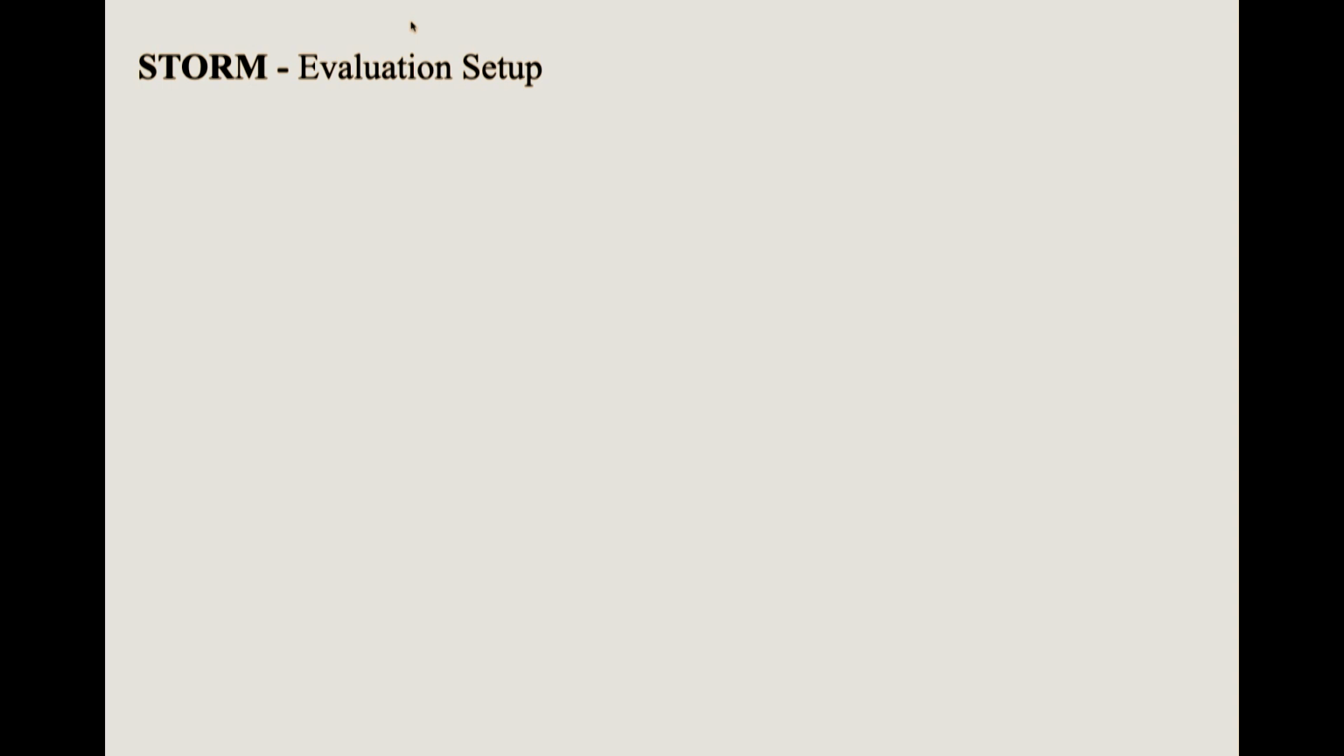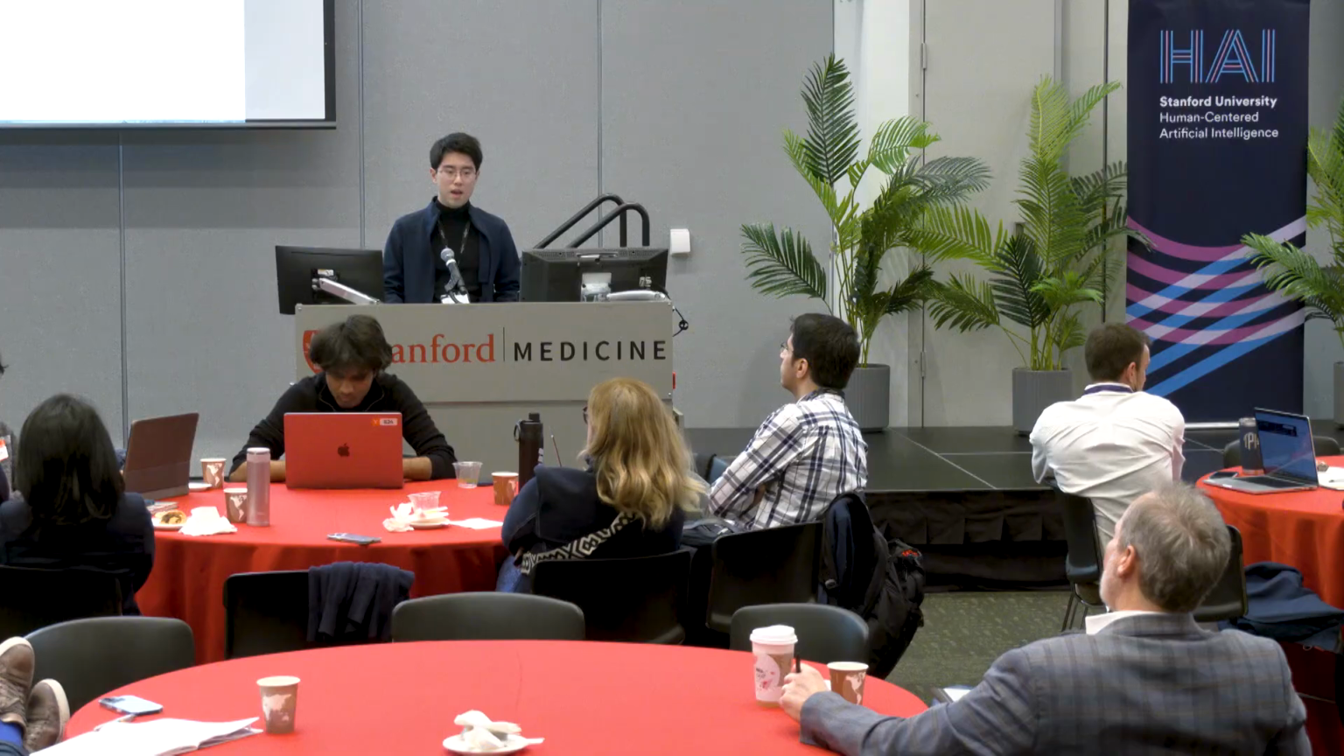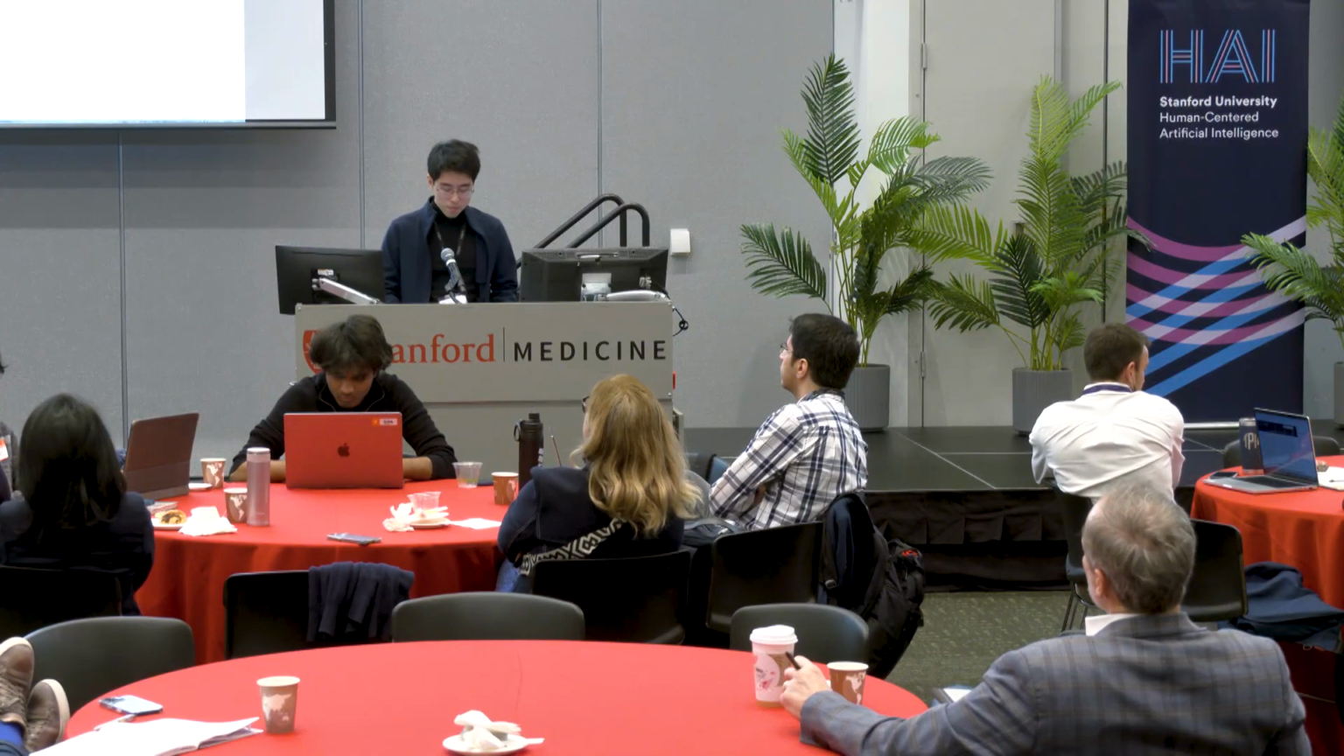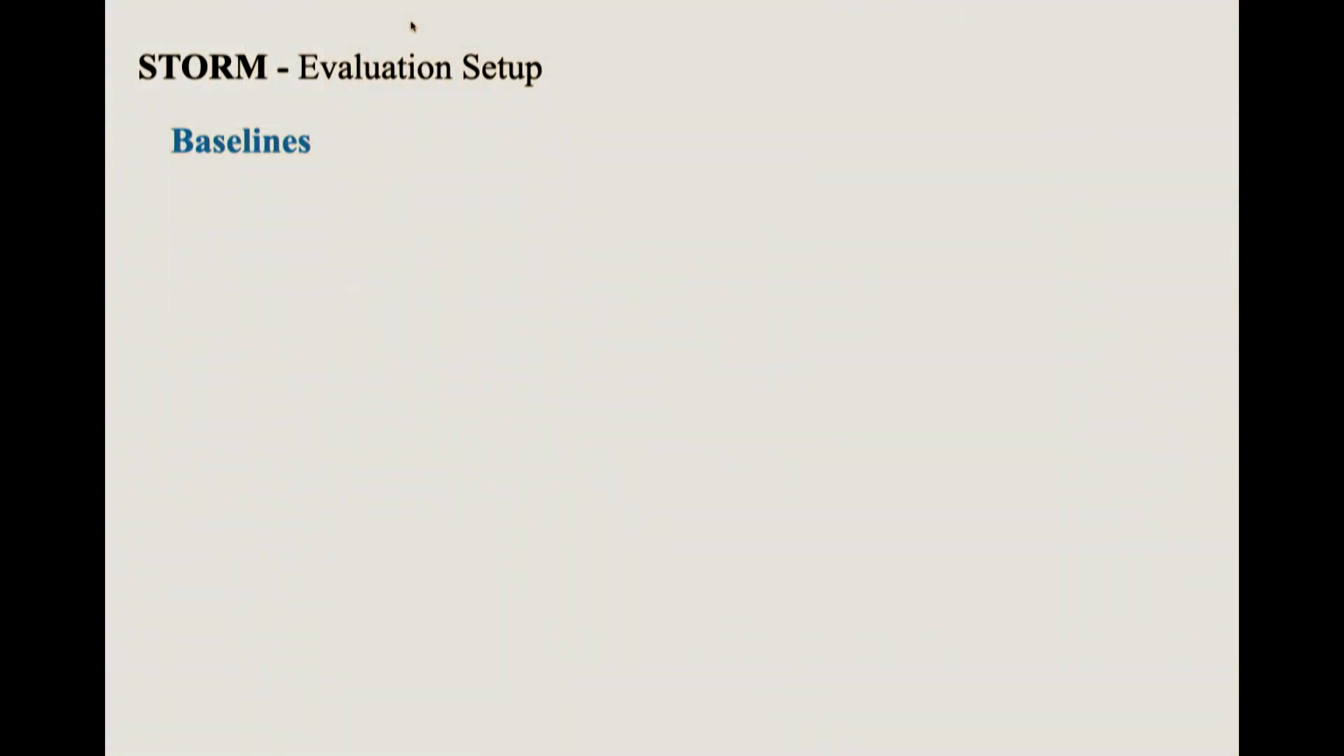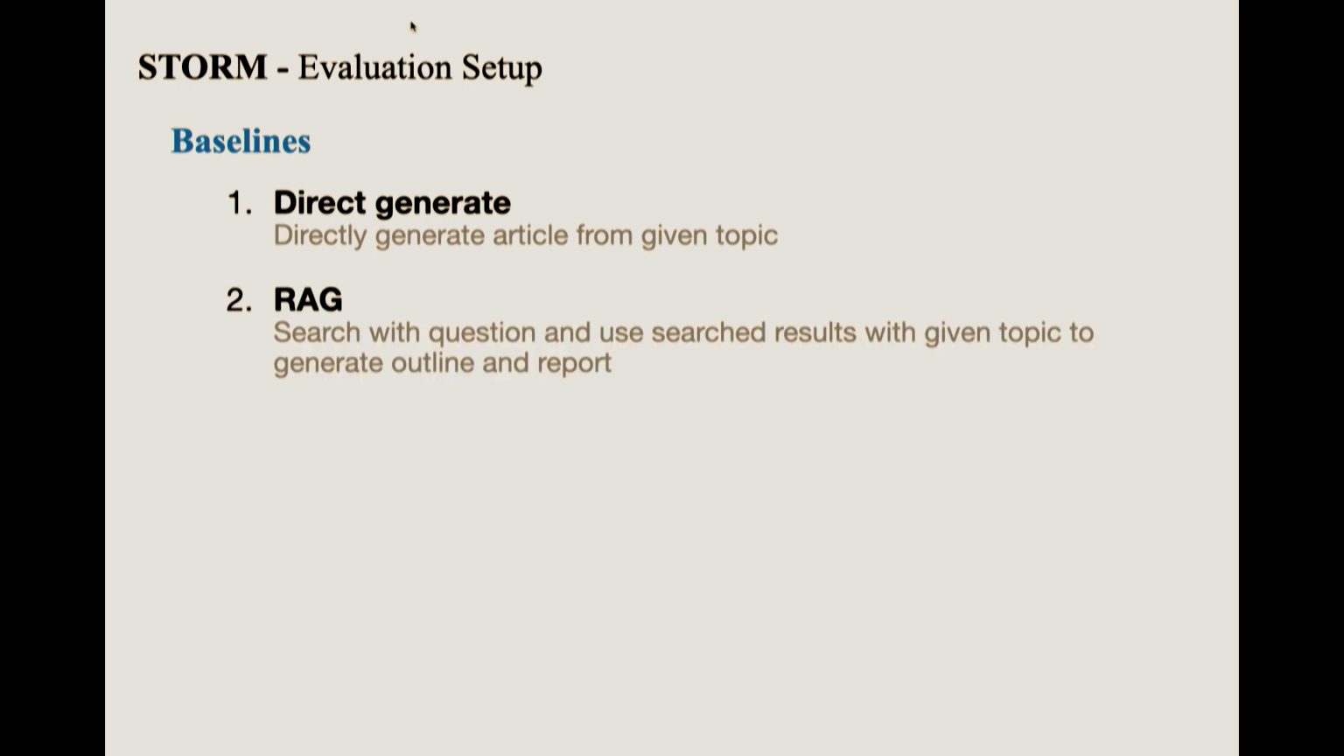And we do extensive evaluation on Storm, both automatic evaluation, a small-scale human study with experienced Wikipedia editors, and evaluation with people in the wild. We compare Storm with three baselines. One is you directly generate a report from scratch, you just ask the language model, give me an article on the US presidential election. The second is RAG. You ask questions to the RAG system and use the conversation with the RAG system to generate an outline and then generate the final report.